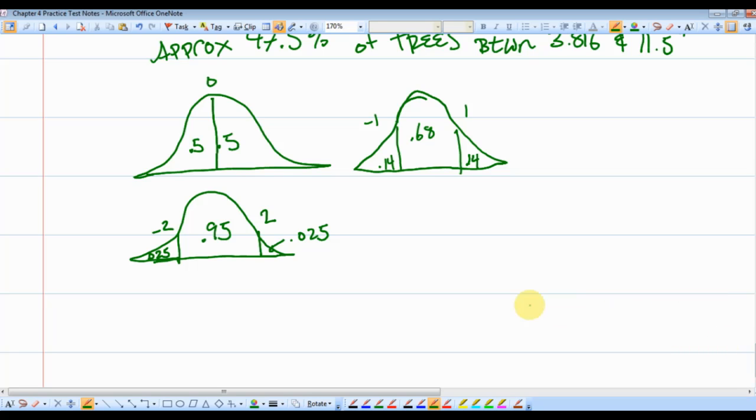What does the -1 and the 1 mean? Those are z-scores. Standard deviation or z-scores.